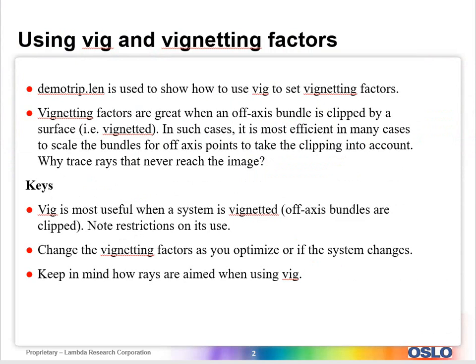These vignetting factors are really great to use when you have an off-axis bundle that's clipped by a surface. In other words, it's vignetted. There's a lot of reasons to do this in optical design. When you have these types of cases, it's efficient to scale the bundles for those off-axis points to take that clipping into account. In other words, why would you trace rays that never reach the image? So it's most useful when a system is vignetted.